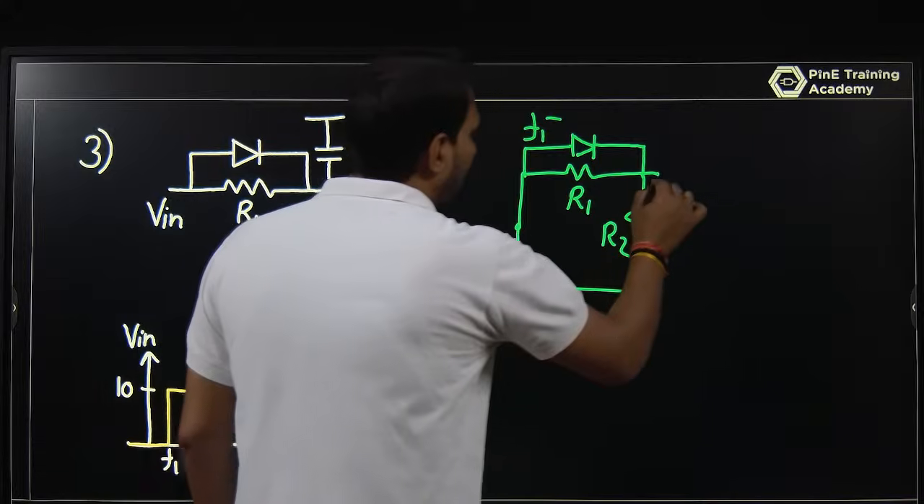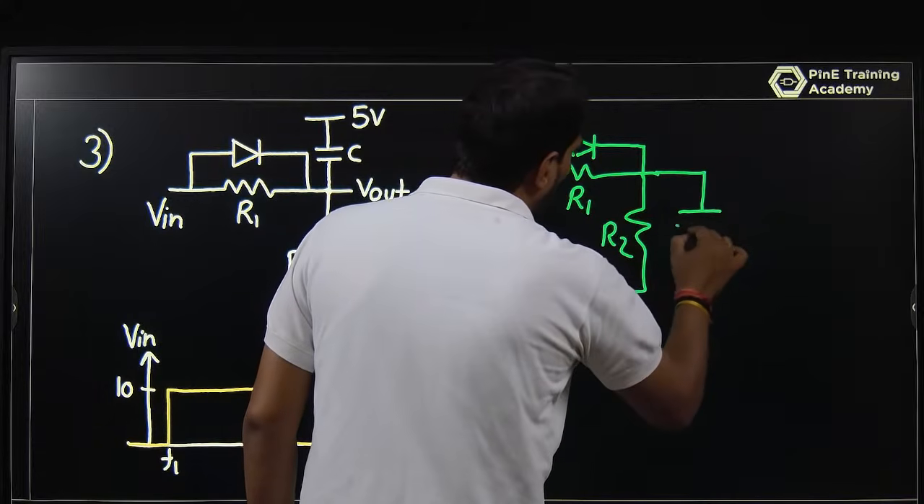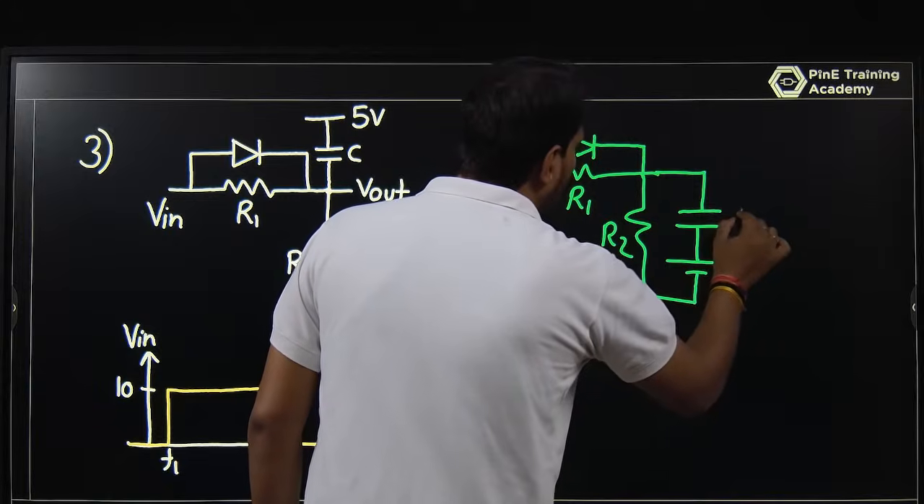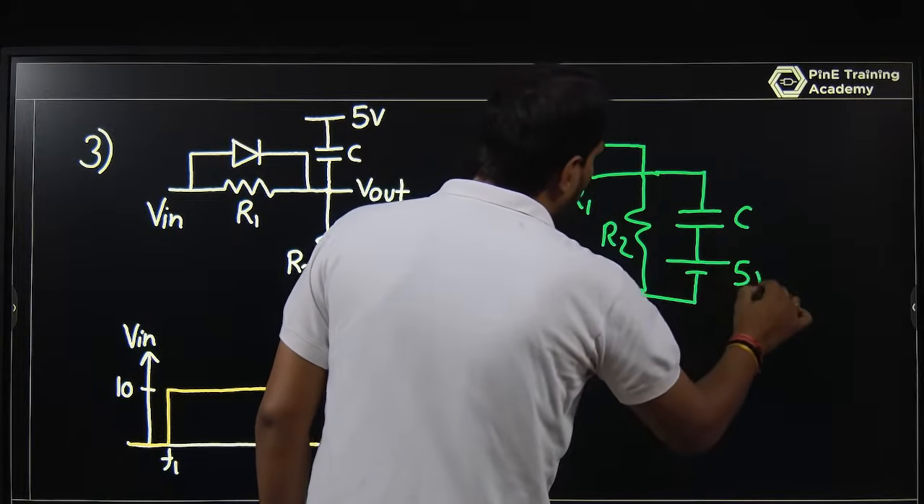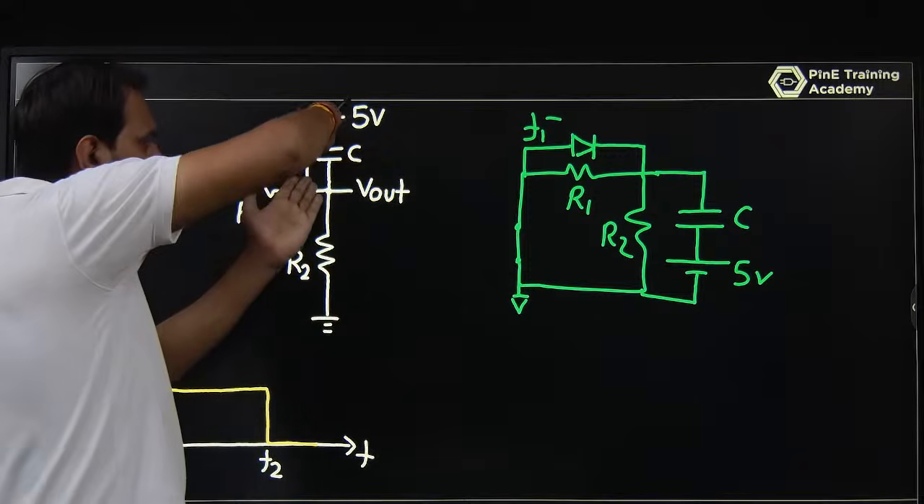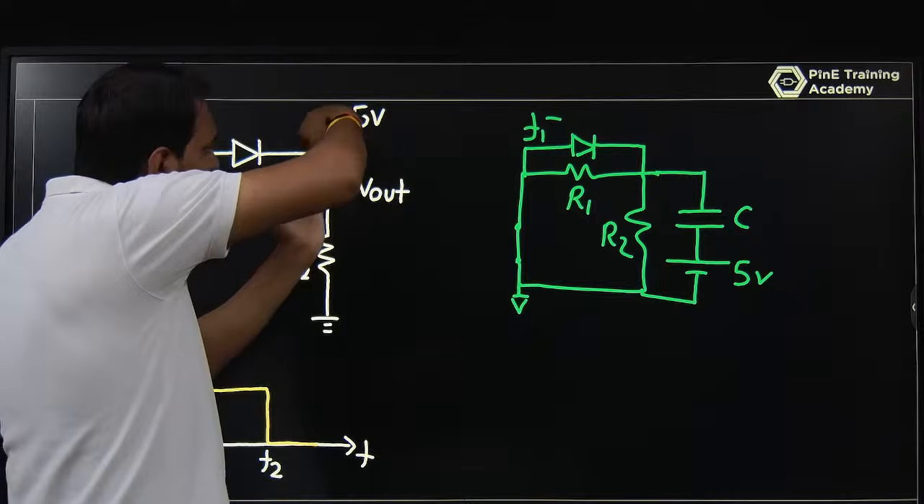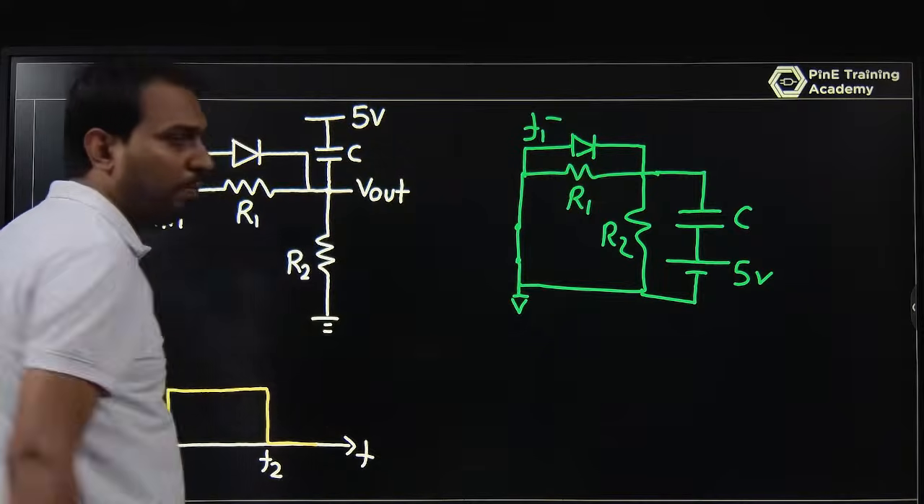I am using this resistance, this is R1 and this is R2. And you have a capacitor here. I am arranging the circuit like this. This is C and this is 5 volt. This is a 5 volt supply with respect to ground, and this is ground. So I am just converting it here and making a simple one.